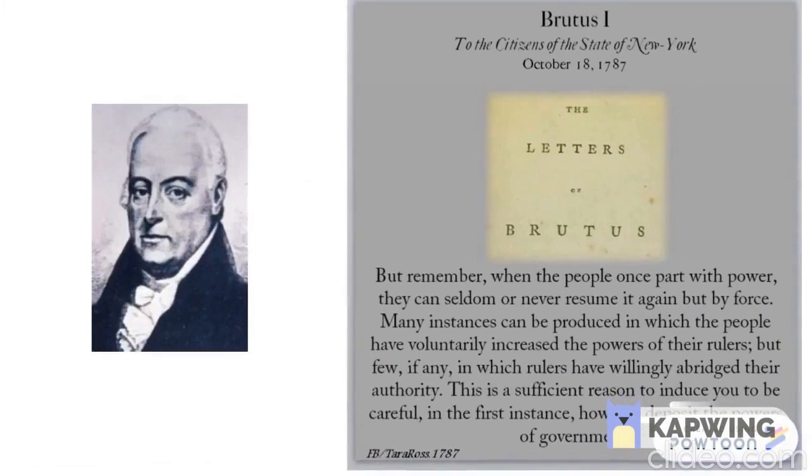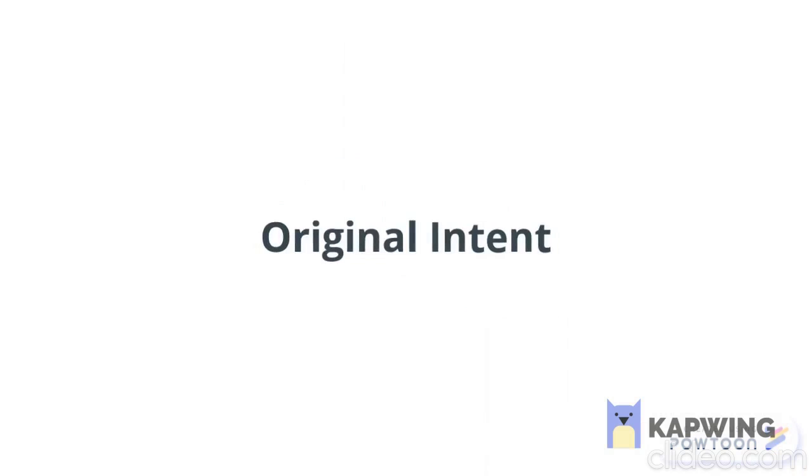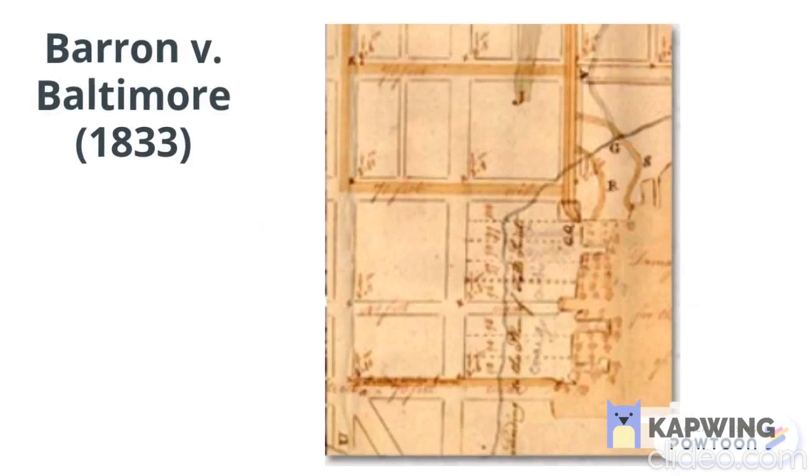Remember that Madison wrote the Bill of Rights to address the concerns of the Anti-Federalists. The Anti-Federalists feared that without a Bill of Rights, the national government would abuse its power and become tyrannical. The Anti-Federalists were not concerned about limiting the power of the states because they trusted their state governments. This idea about the original intent of the Bill of Rights was confirmed by Barron v. Baltimore, 1833, which established the precedent that the Bill of Rights did not apply to the states.